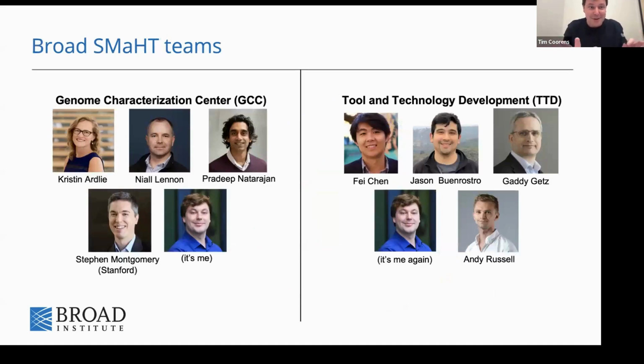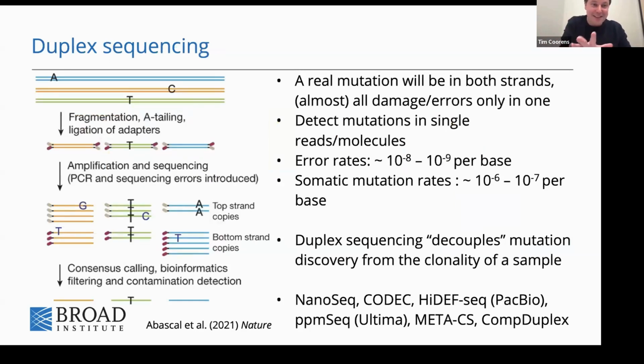I'm part at the moment, and going forward as well, I'll stay part of these two SMaHT teams from the Broad Institute, one of them focusing as a genome characterization center, a sequencing center really, and the other in the tool and technology development space. The efforts of the GCC here are really devoted to scaling up duplex sequencing and making that work. So a few more words on what that is next slide, while we're doing some really interesting spatial work with the TTD group. I've alluded to this enough times that now finally it warrants its own slide.